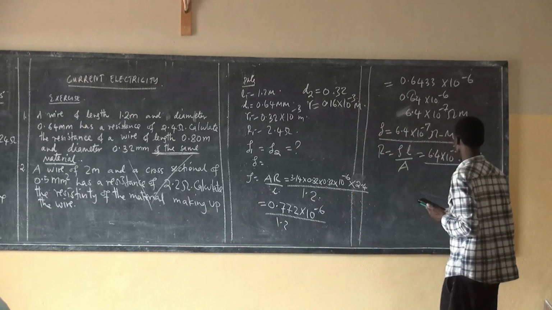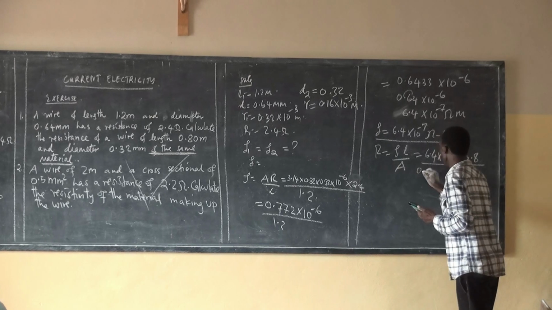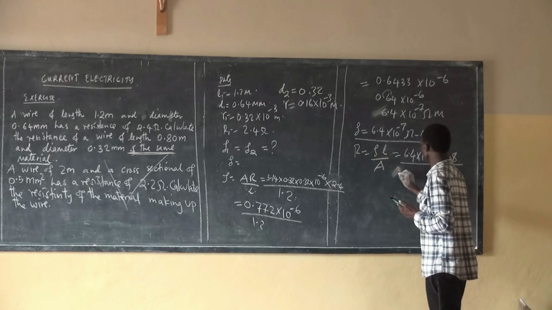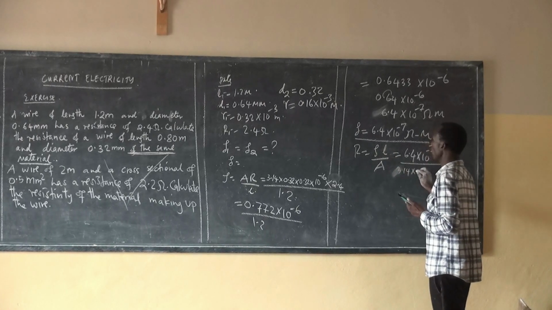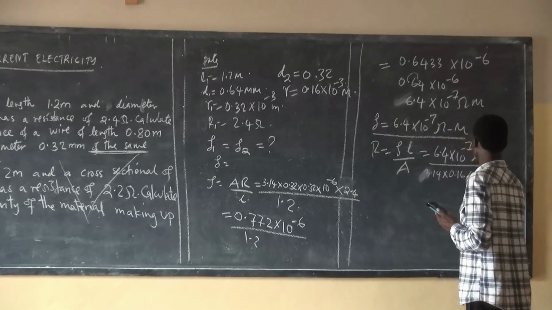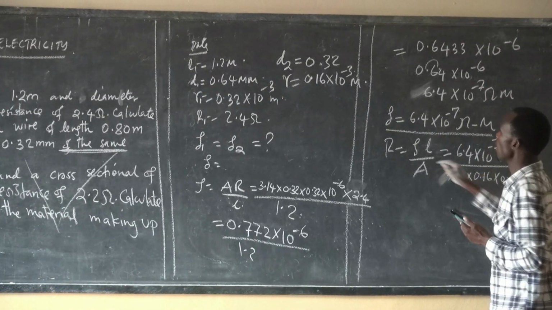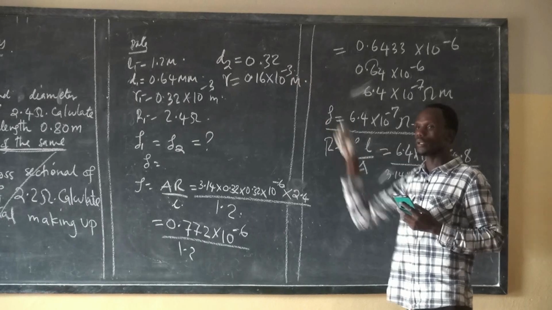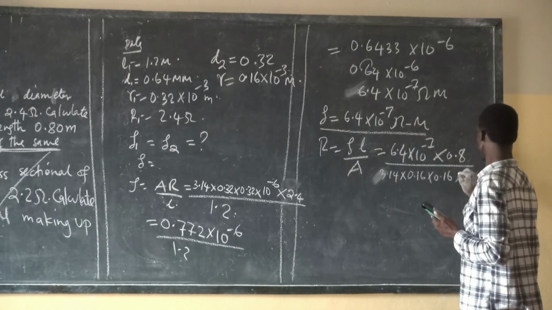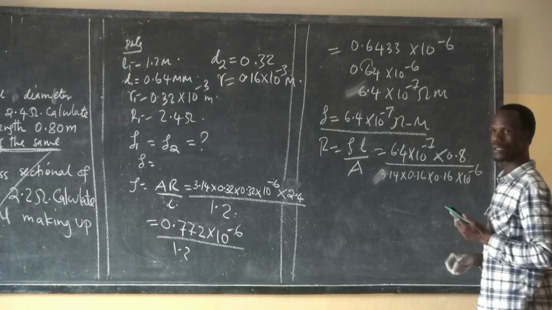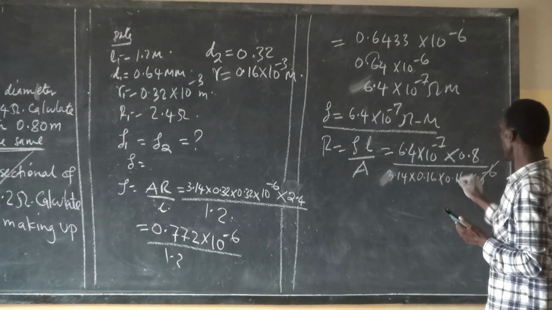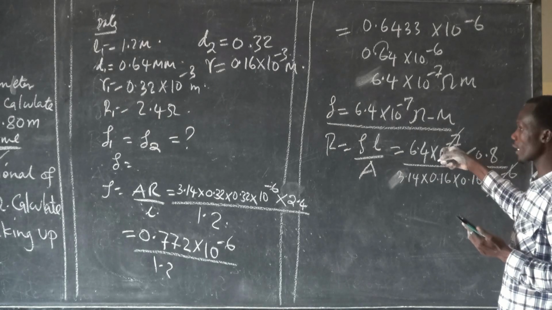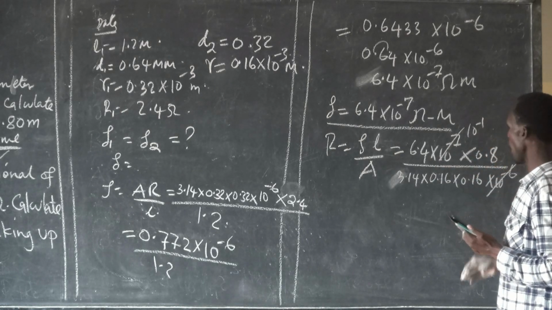Now that is the radius. Area is equal to pi r squared. Now we have 3.14 times 0.16 times 0.16. By this is 10 power negative what? Negative 3. Now there are 2 of them, then 10 power negative 6. Now you have 10 power negative 1.